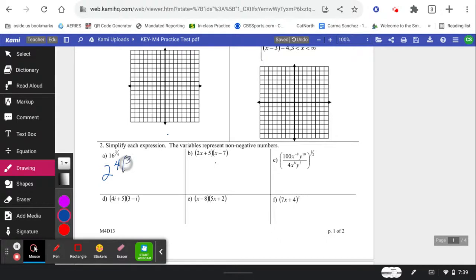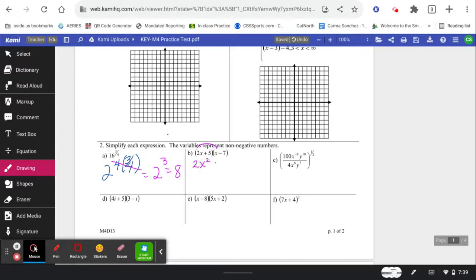And then that's going to be to the power of 3/4. When we look at that, we realize that this denominator, this 4, can cross out. So that just leaves us 2 to the power of 3, or 8. How'd you do? Okay, next one's just multiplying a binomial.